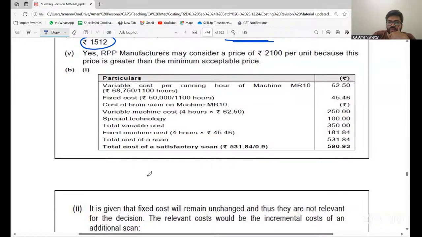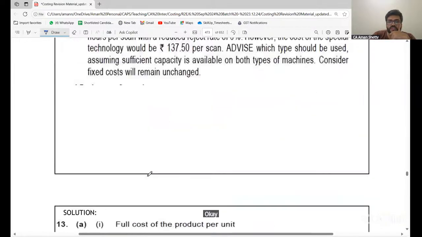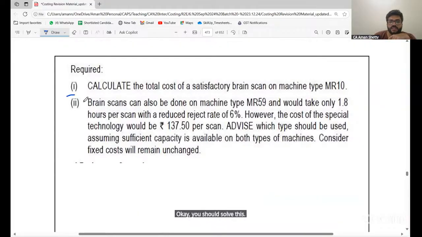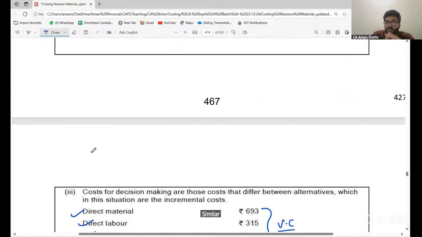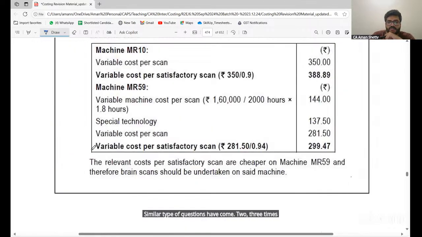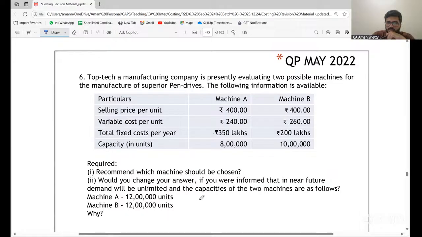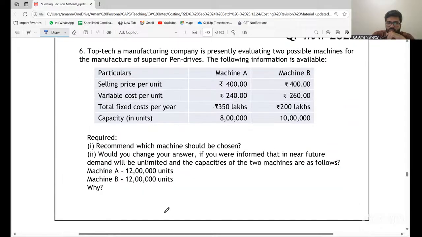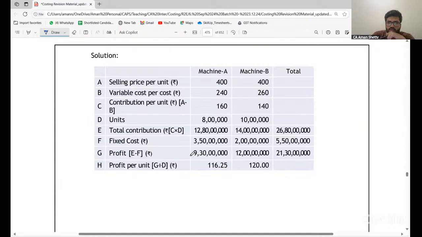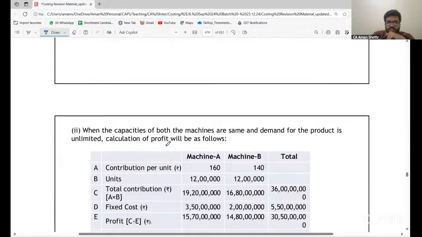Please go and do it. You should solve this. Compulsorily solve this. Similar types of questions have come 2-3 times in the exam. Again, this is simple. Go through this problem.